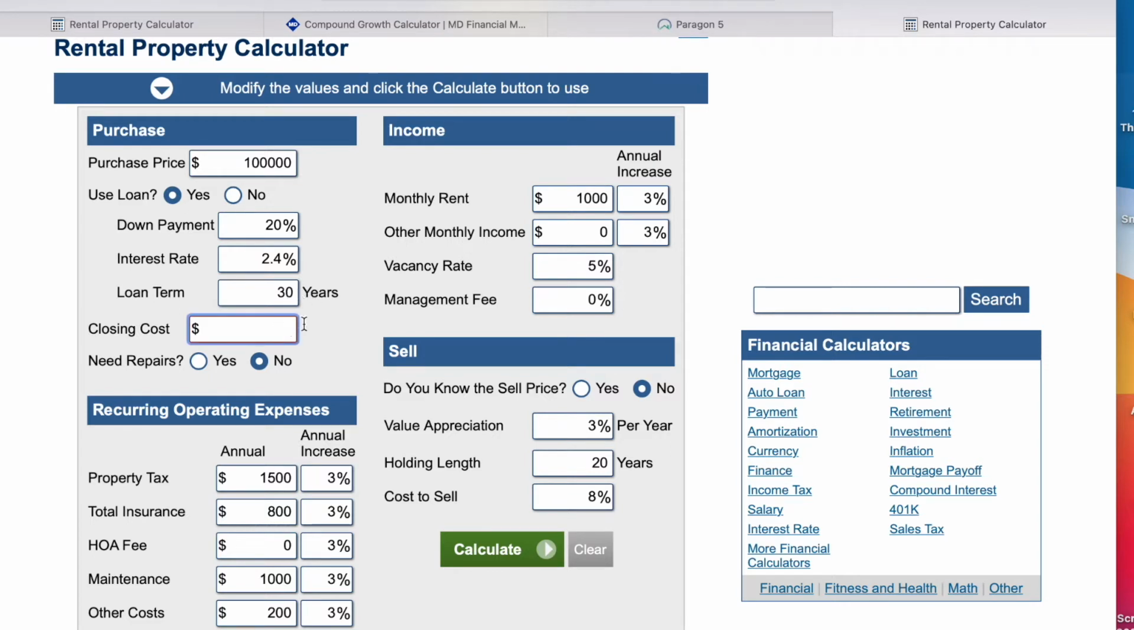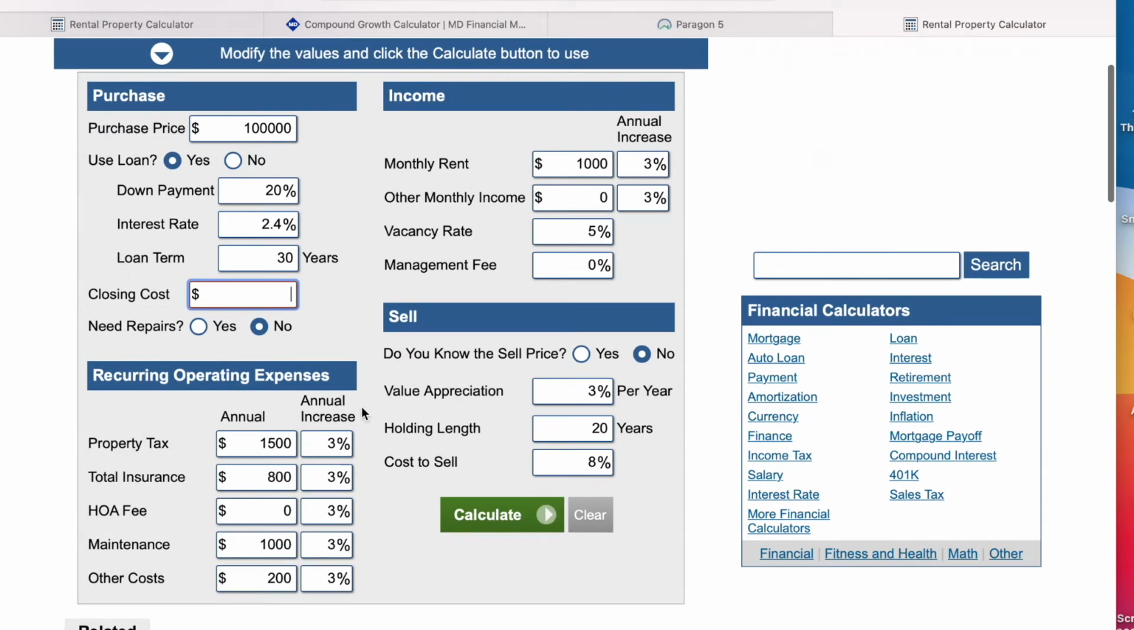Closing costs are going to depend on the purchase price. I'll show you an example in a moment. Needs, repairs. Well, if you're buying something newer, you're going to have none. Recurring operating expenses. What I like about this calculator is you get not only property tax, insurance, and the HOA here, which is the condo or strata fee, but it also includes the annual increase. As we know, those things all go up over time, and this calculator includes those variables in that category, so you can increase that by 1, 2, 3% or whatever.